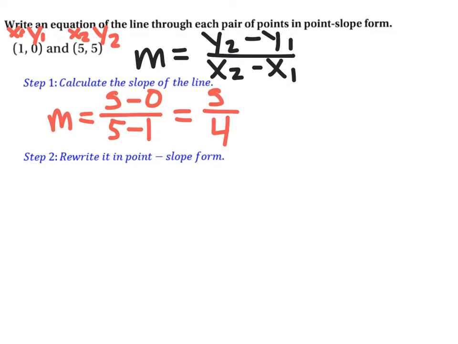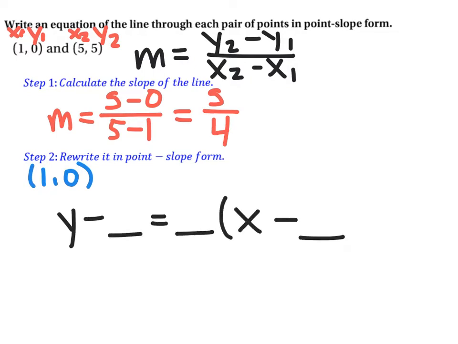Now to write it in point-slope form, it depends upon which point you choose. If I chose to use the point 1, 0, my equation would be as follows. So I'm going to fill it in to that general formula again. So I'm going to plug in, my slope is 5 over 4, my y is 0, and my x is 1. And this would be a fine answer.